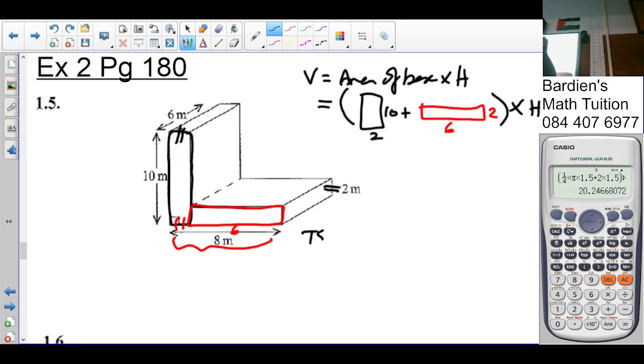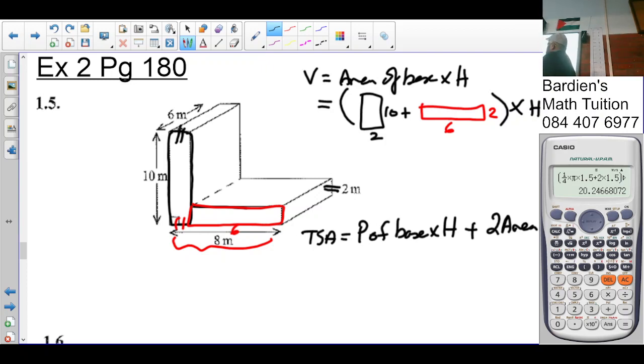Let's look at the total surface area. How do you calculate total surface area? Perimeter of base times height plus 2 area of base. So if you look at the shape, the perimeter of this base is going to start from here. 2 plus that length, plus that length, plus that length, plus that length, plus that length. Can you see that, people?